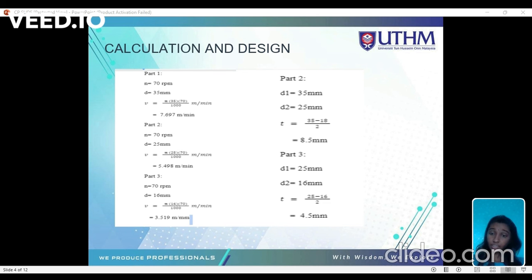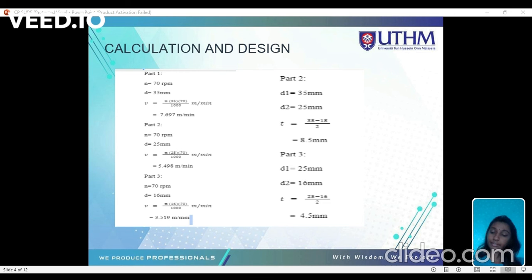Next is depth of cut. It is denoted as T. The formula will be D1 minus D2 divided by 2, where D1 is the surface before machining, D2 is the end measurement that we need. For this one, we won't be disturbing the first part. We will only machine part 2 and part 3. For the second part, the initial diameter is 35 mm, that we will be machining to make it 25. So 35 minus 18 divided by 2, we will get 8.5 mm. So that's the value we will be machining.